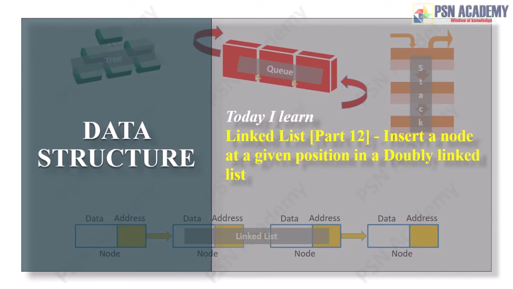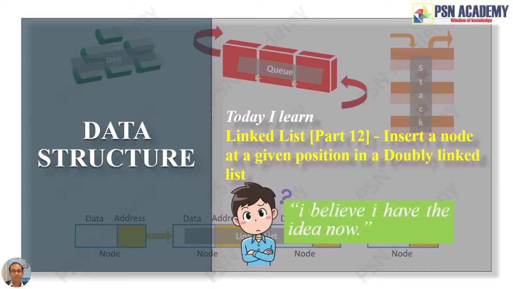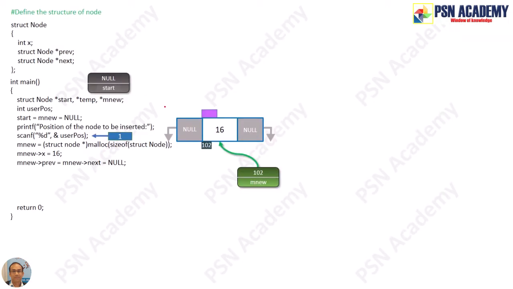Welcome back. Today we will learn how to insert a node at a given position in a doubly linked list. Now in this situation we say that the user pos is 1. That means the user wants the new node to be inserted in the first position. We have this mnew which is pointing to the node at 102. Now this node is a new node which is to be inserted into the doubly linked list.